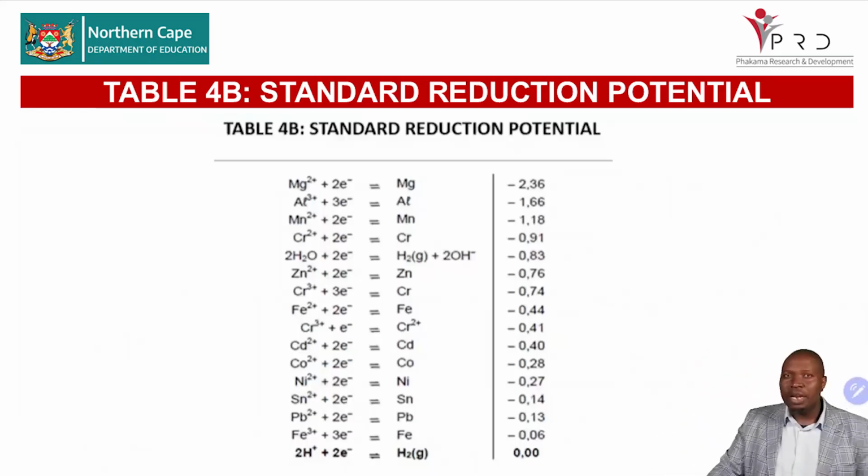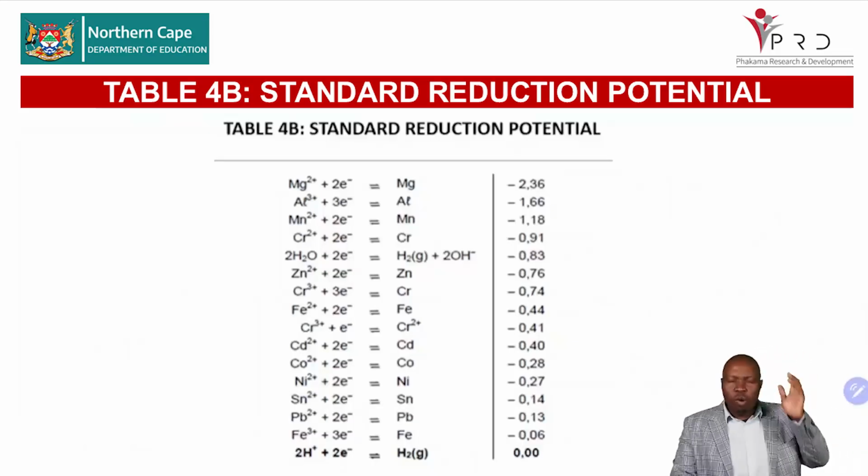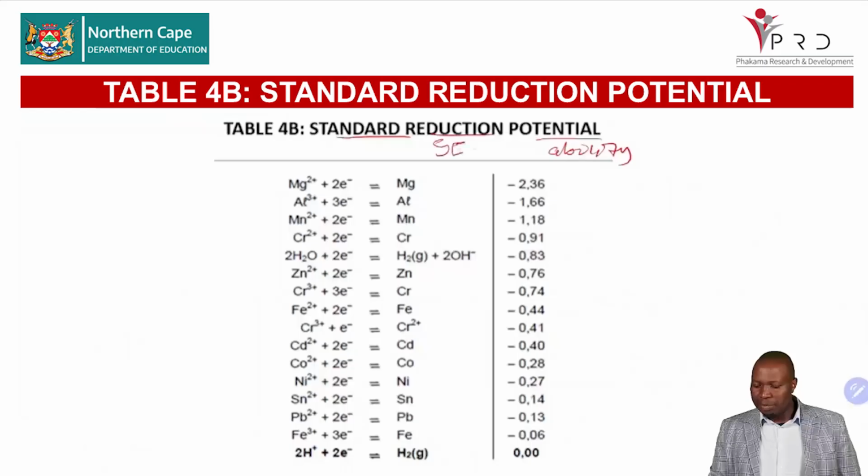When you have the understanding of table 4A and 4B, you are well armed for this type of reaction. Remember, this table is a table of standard reduction potential, which usually will say this is the ability to gain electrons. Remember, reduction is gaining of electrons. So this table shows the ability to gain electrons under standard conditions.